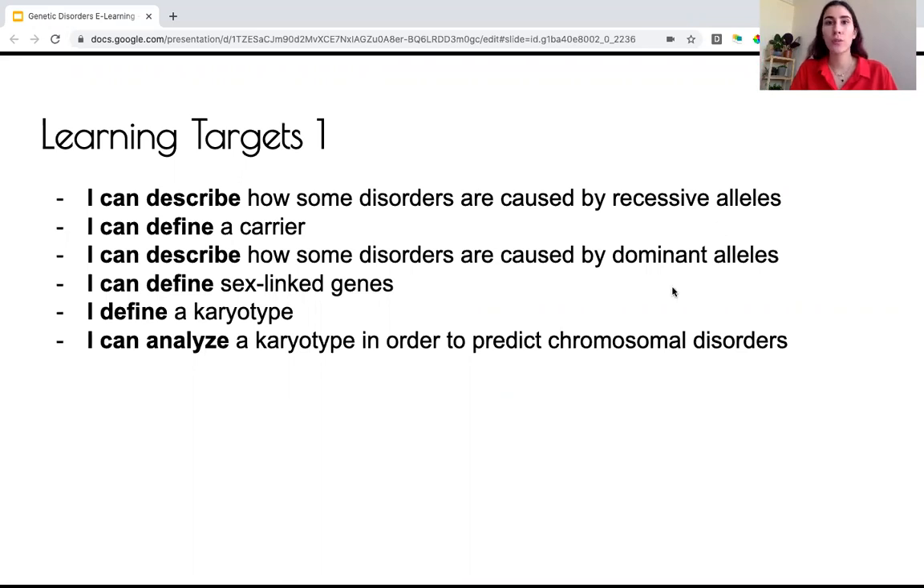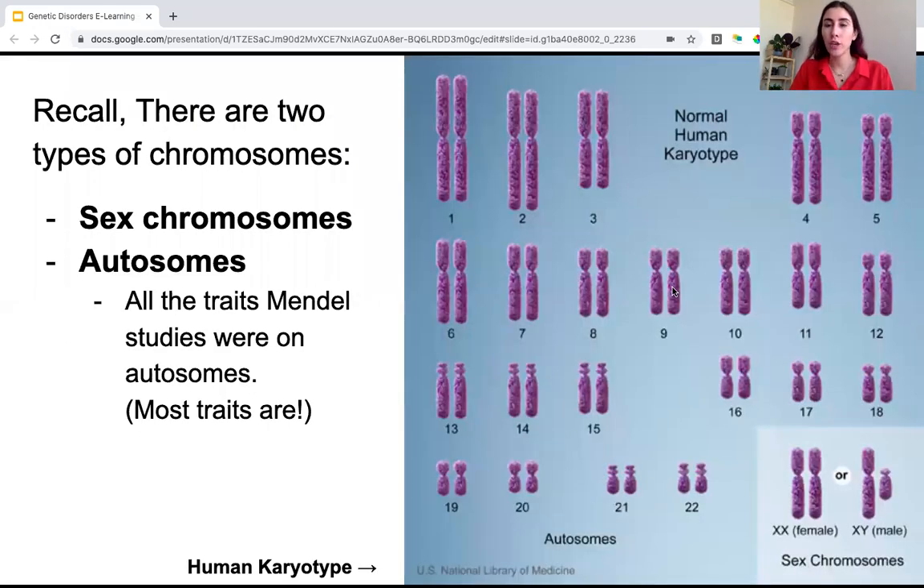predict chromosomal disorders. Now, in a human body, there are two kinds of chromosomes, sex chromosomes and autosomes. Sex chromosomes determine whether or not the person is biologically male or biologically female, while autosomes contain genes that determine traits not related to sex, so not related to gender. And these things could be the shape of the hair, the skin color, height, having dimples, having freckles, so all of these physical characteristics that exist in both males and females.